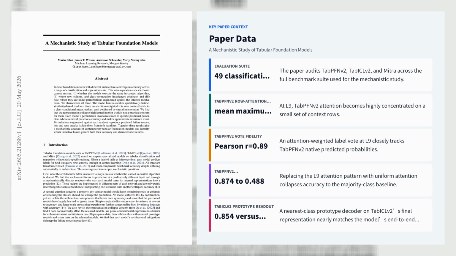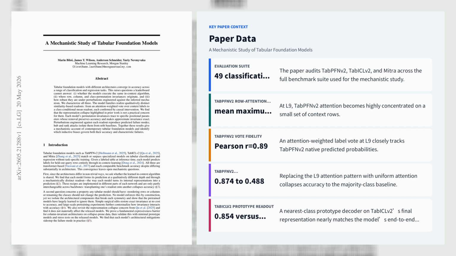Let's explore the first paper, a mechanistic study of tabular foundation models. This paper reverse engineers three tabular foundation models, TabPFNv2, TabICLv2, and Mitra, on 49 classification and 10 regression datasets, and shows that similar benchmark accuracy hides fundamentally different inference algorithms. TabPFNv2 and Mitra realize a late similarity-based readout.